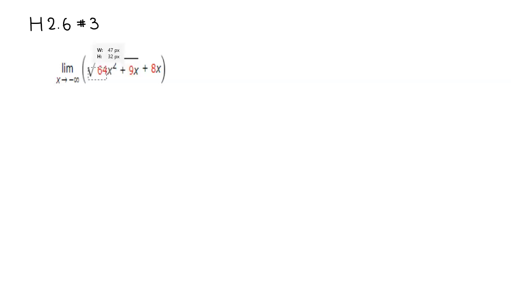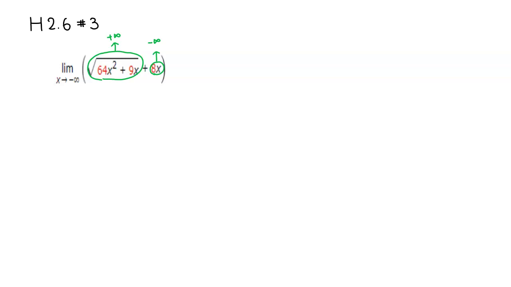This portion of it right here is going to go to positive infinity. But since x is going to negative infinity, 8x is going to negative infinity. So when you have positive infinity minus negative infinity, we cannot make a decision, so we have to do a little bit more work.